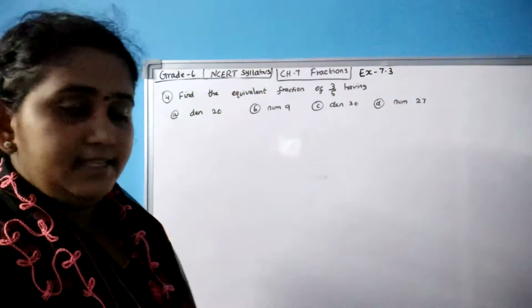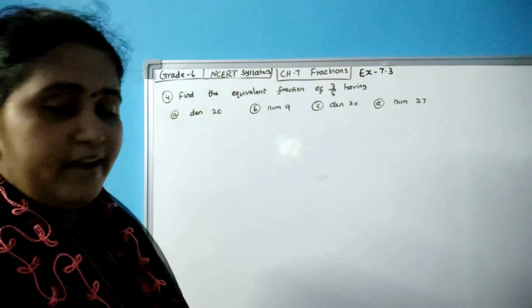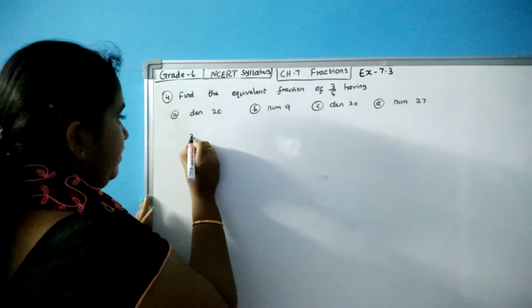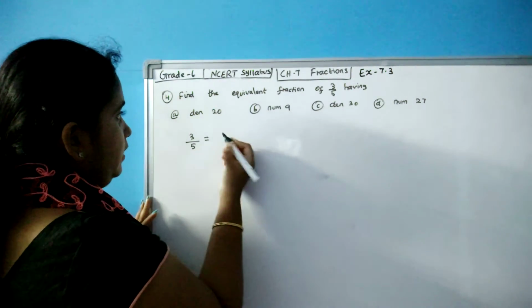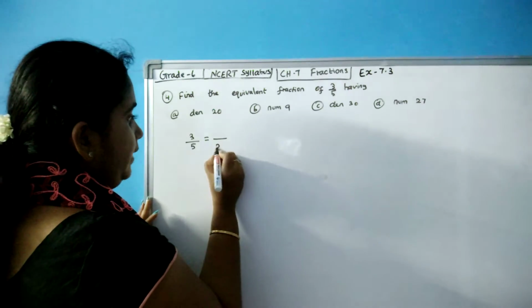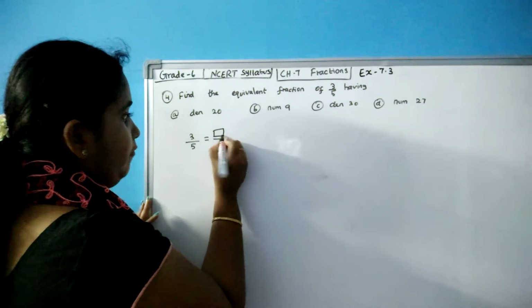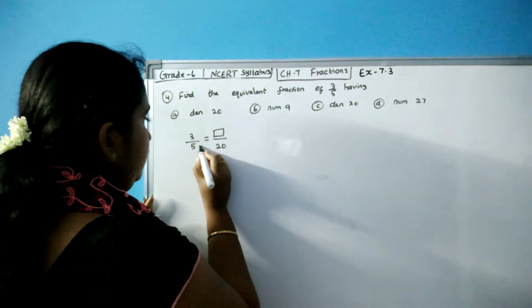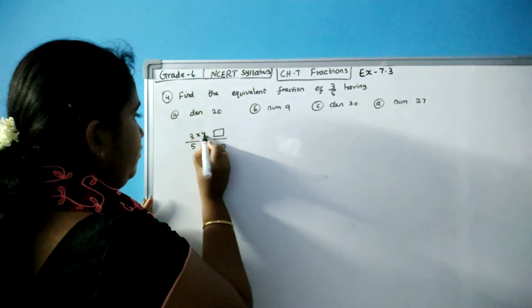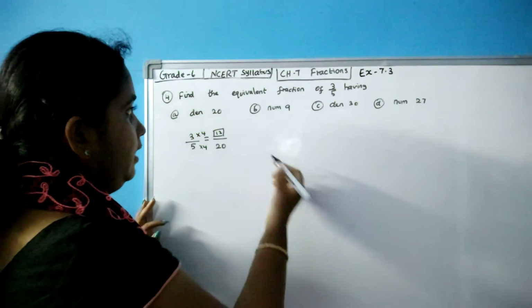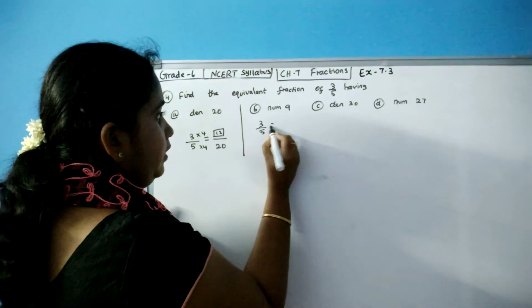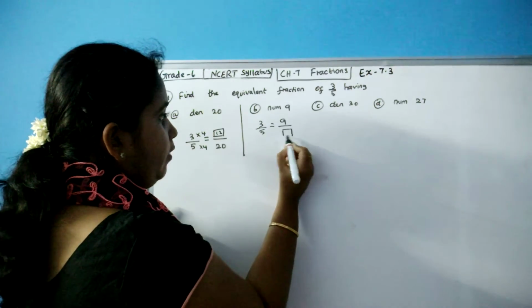So here is your next sum. Find the equivalent fraction of 3 by 5 having denominator 20. In the denominator they gave 20 and above you have a box. You have to find it similar to the previous sum. So 5 into 4 gives you 20. So 3 into 4 gives you 12. So your answer is 12. Now your second sum, 3 by 5 equal to numerator 9 and denominator box.